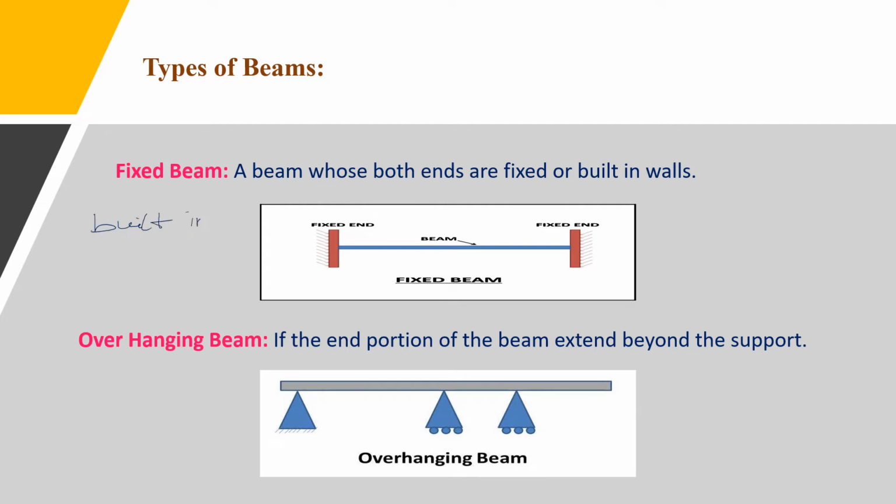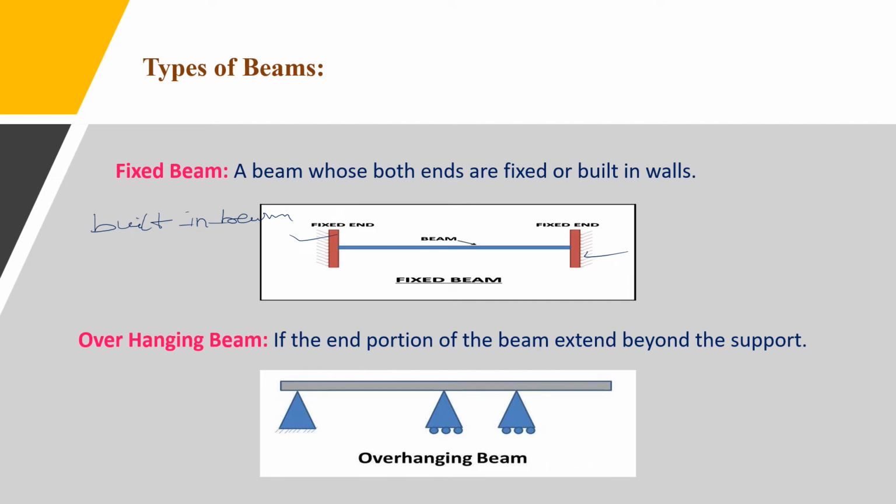Built-in beam. Fixed beam is also called a built-in beam, and in this fixed beam both ends are fixed supports. And coming to the overhanging beam. So the next one is the overhanging beam. In this overhanging beam, the beam extends beyond the supports.